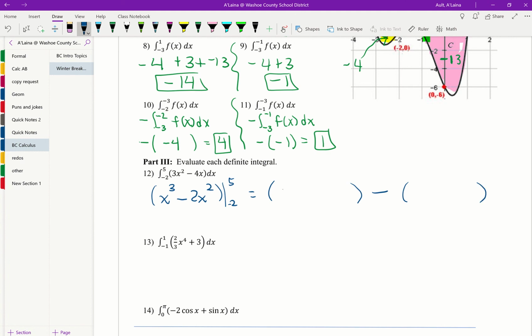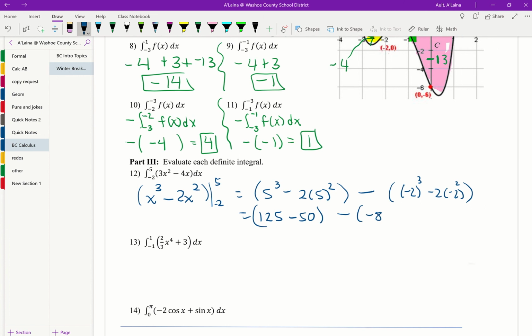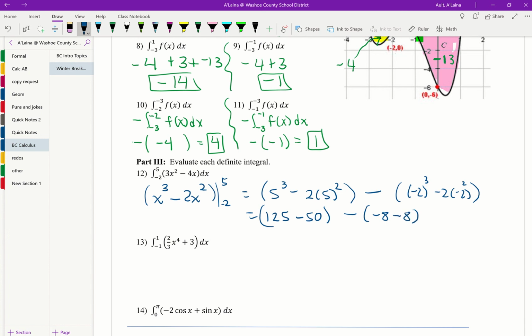So if I substitute in a 5, and then I will substitute in to the expression a -2. And I need to simplify this. So this would be 125 minus 50 minus, let's see, this would be -8. If I do the power first, I would get 4 times -2 is another -8. So I would get 75 minus a -16 or +16, which is 91.